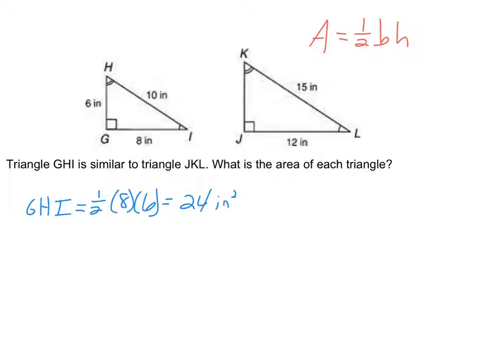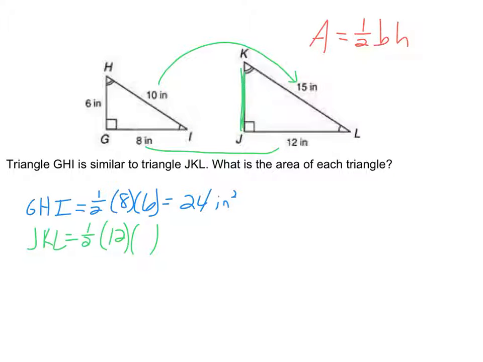For the other triangle, JKL, I don't know the height. I can fill in everything else, but I'm looking for this measure right here. In order to do that, I look at scale factors. 10 goes with 15, 8 goes with 12. What do I multiply to get from one to the other? I can take 15 divided by 10 and get 1.5. And if I did 12 divided by 8, I'd get the same answer of 1.5.